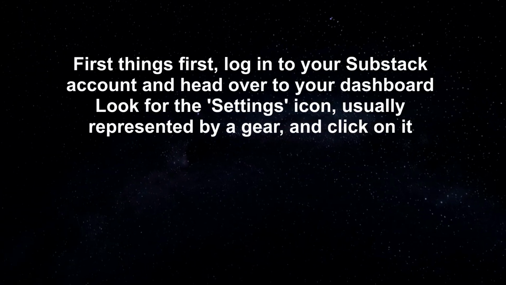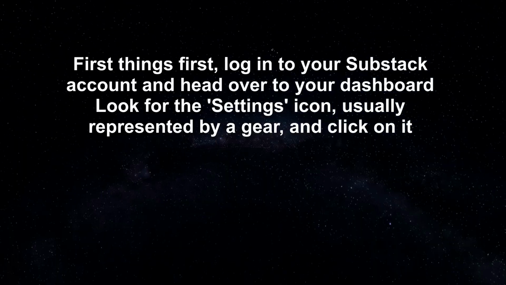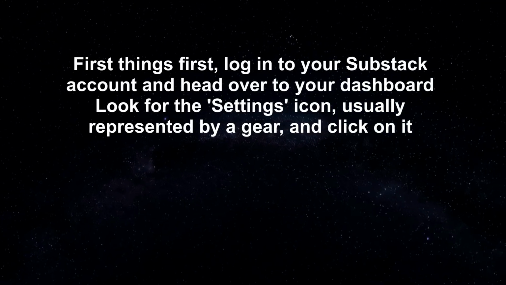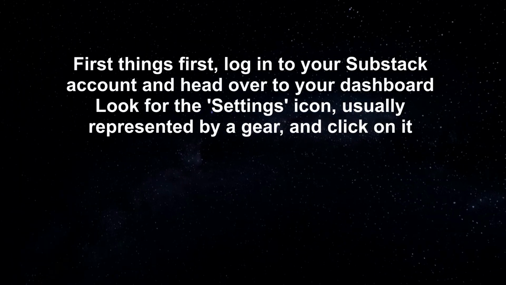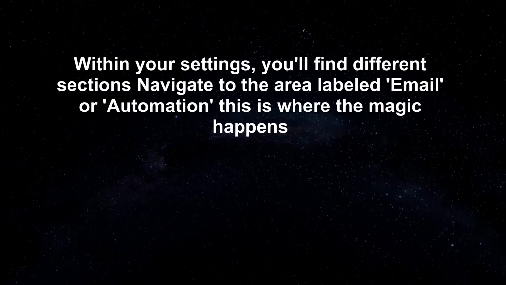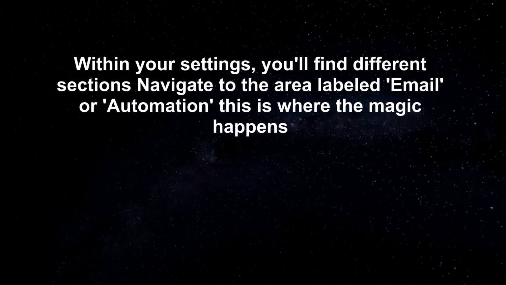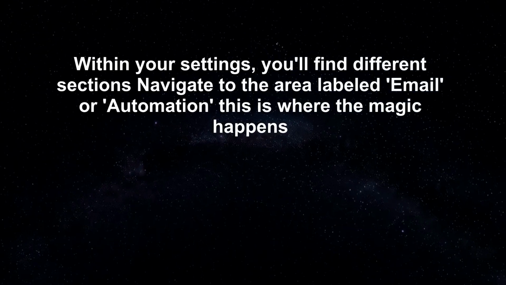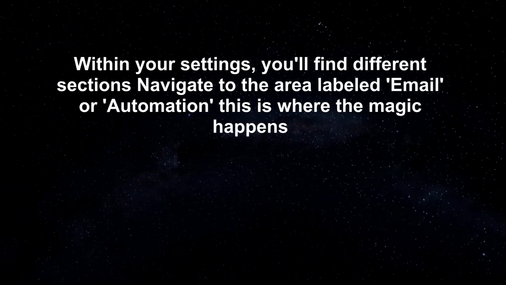First things first, log into your Substack account and head over to your dashboard. Look for the settings icon, usually represented by a gear, and click on it. Within your settings, you'll find different sections. Navigate to the area labeled Email or Automation. This is where the magic happens.